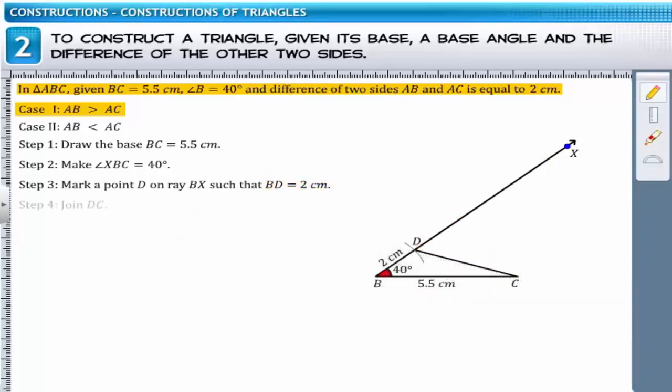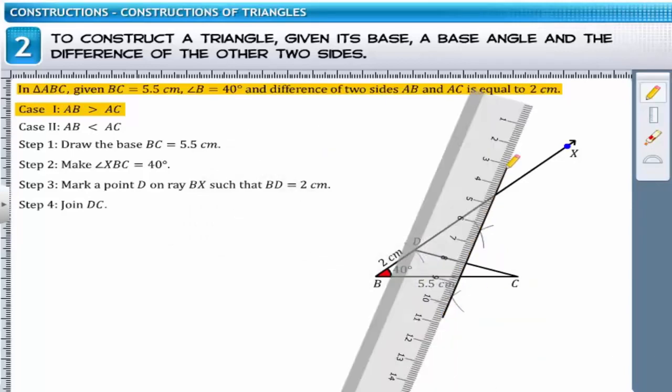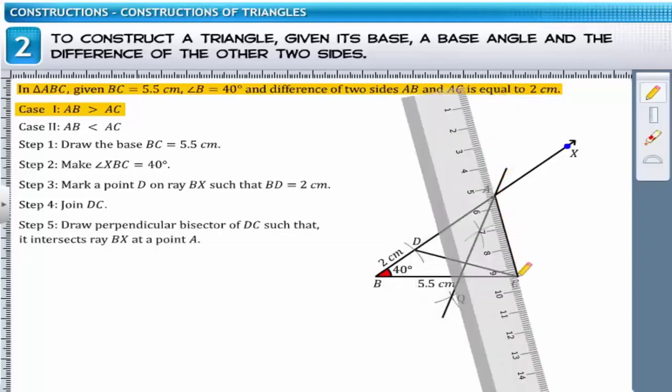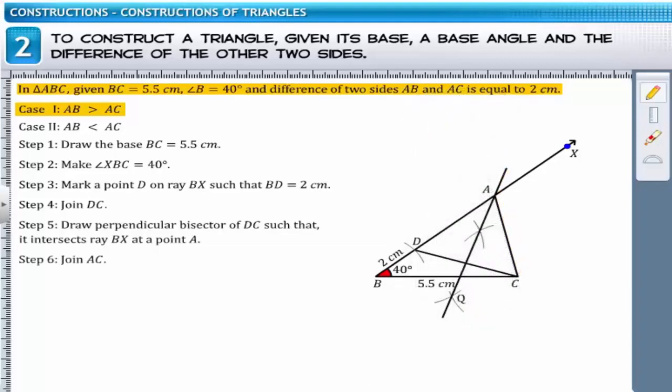Join DC. Draw a perpendicular bisector of the line segment CD such that it intersects the ray BX at point A. Join points A and C. Thus, ABC is the required triangle.